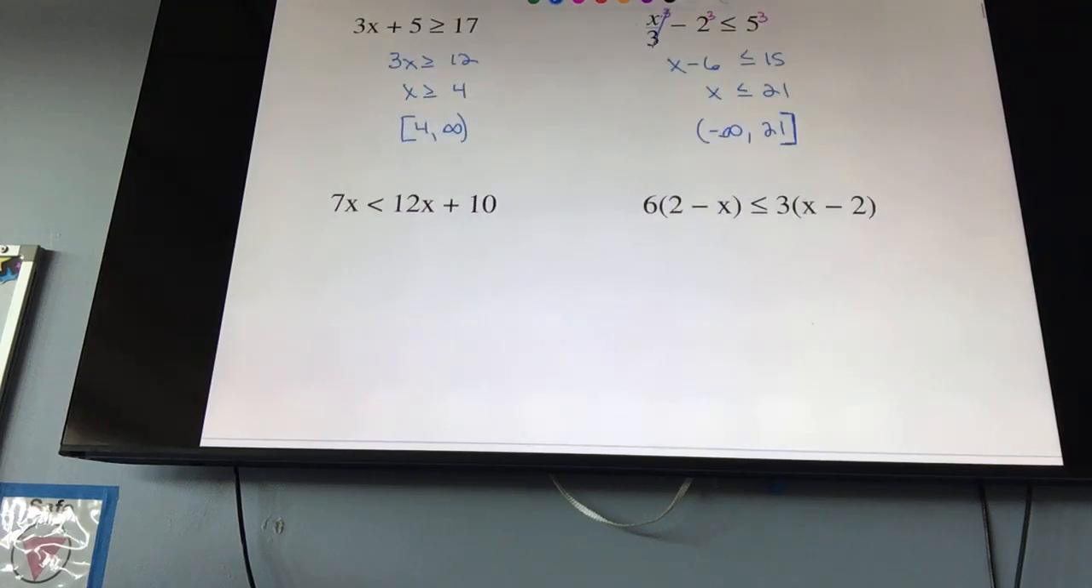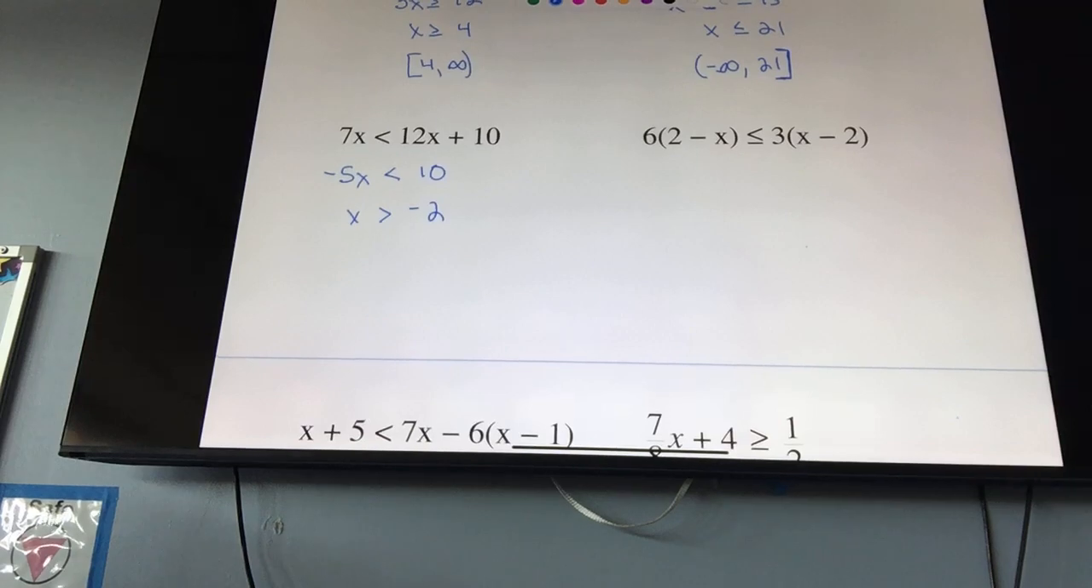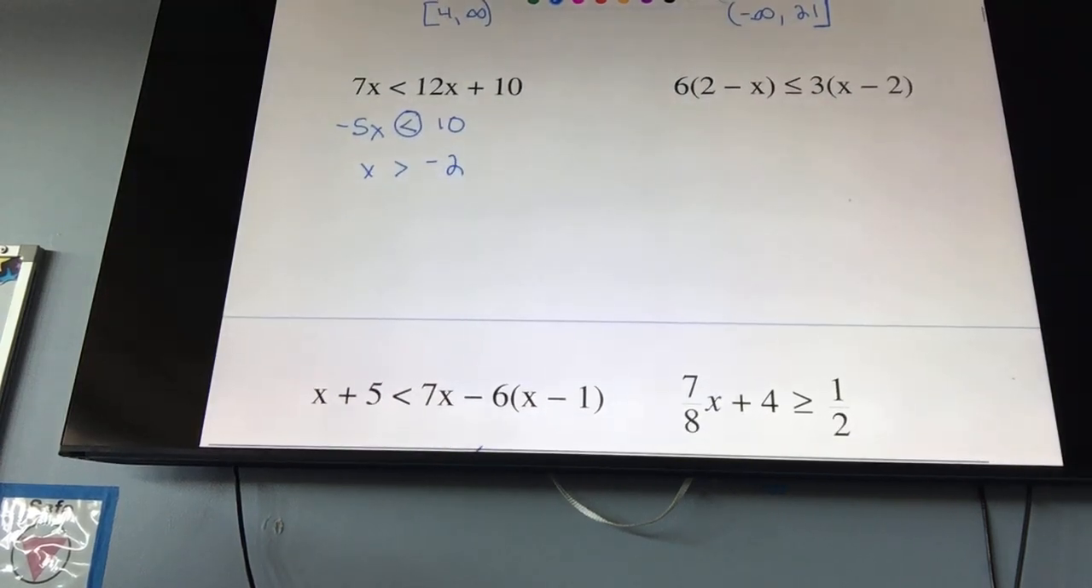Okay, I'm going to keep solving here. All right, on this next one, I'm going to subtract 12. So I'm going to have negative 5x is less than 10. I'm going to divide by negative 5. Since I'm dividing by a negative, I switch the direction of the inequality symbol. X is greater than negative 2.